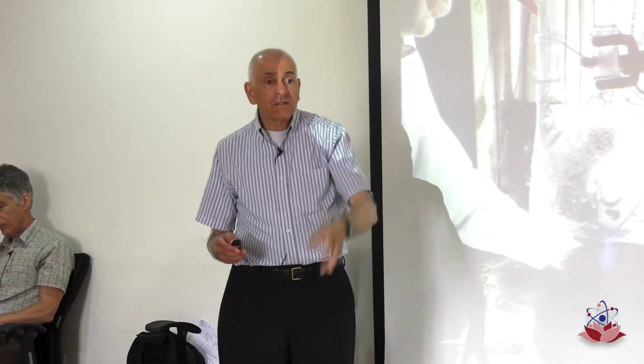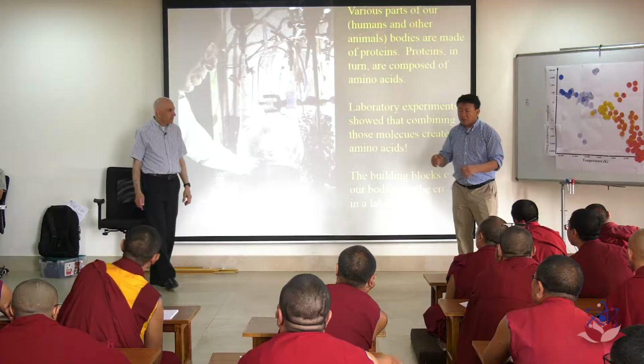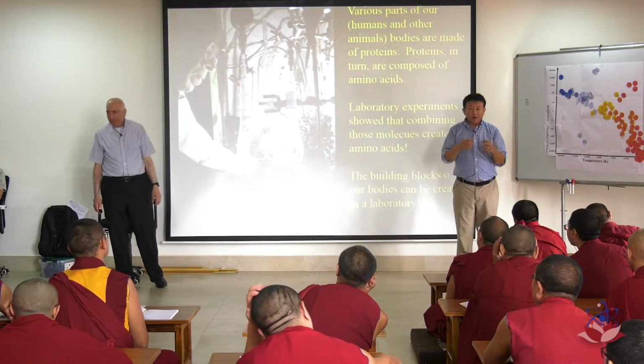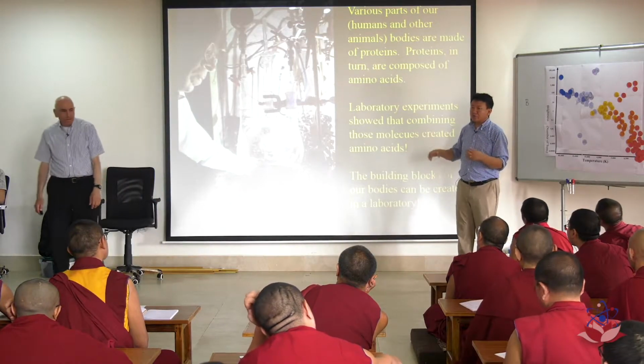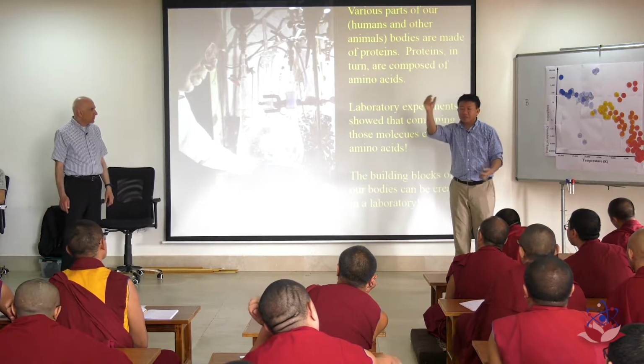Amino acids must be very easy to make. They were easily created in this experiment, and they are even found on meteorites, chunks of rock from space that land on the earth.